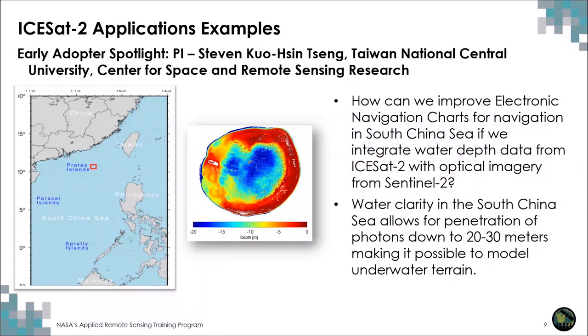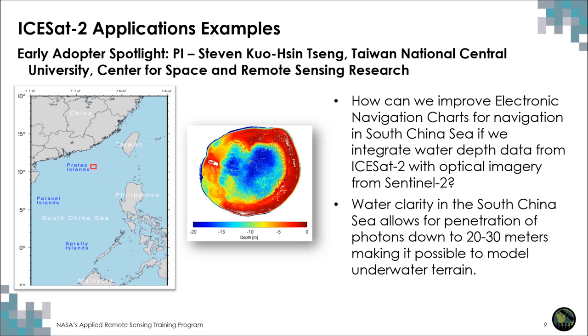Stephen Tseng at the Center for Space and Remote Sensing Research of the Taiwan National Central University is exploring how to integrate water depth data from ARSET-2 with optical imagery from Sentinel-2 to improve electronic navigation charts for navigation in the South China Sea. Stephen has determined that it is possible to model underwater terrain of South China Sea islands with ARSET-2. The water clarity in the region allows for penetration of photons down to 20 to 30 meters.